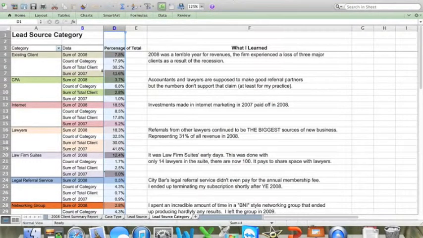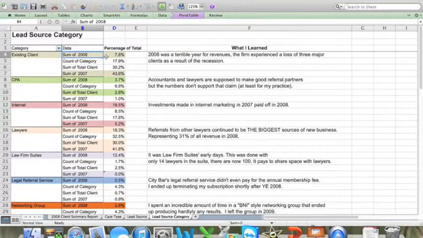So, as I mentioned before, 2008 was the start of the Great Recession, and it was a real terrible year for revenues. We lost three major clients as a result of the recession. And so this category, existing client, is revenues that were done by existing clients during 2008. And as you can see, there was a big drop off from 2007 to 2008. Only 7.8% of our total revenues in 2008 came from existing clients, whereas in 2007 it was 46%, and over the lifetime of the firm it's 30%, which is about average.